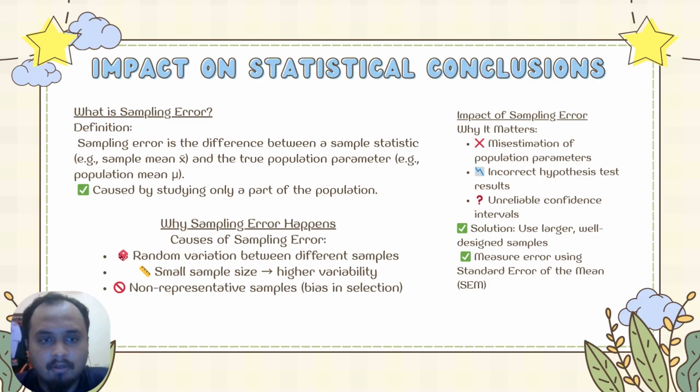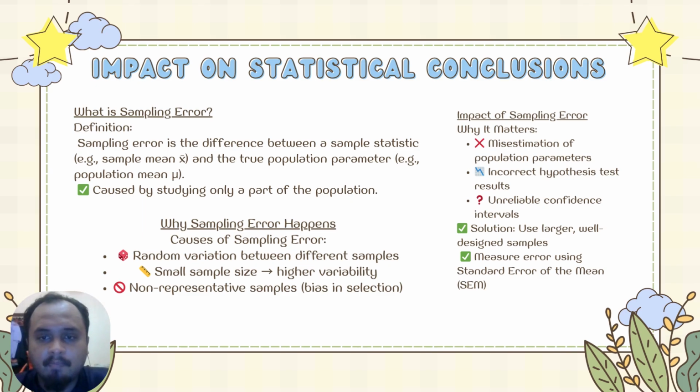Okay, that's the definition. Why does sampling error happen? Number one, random variation between different samples. Number two, small sample size, which gives higher variability. And number three, non-representative samples.